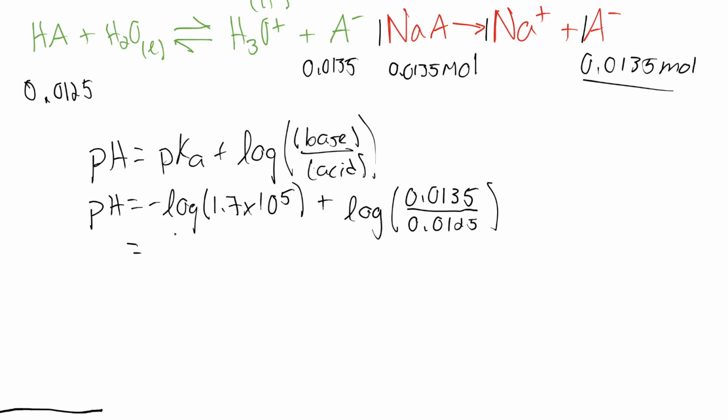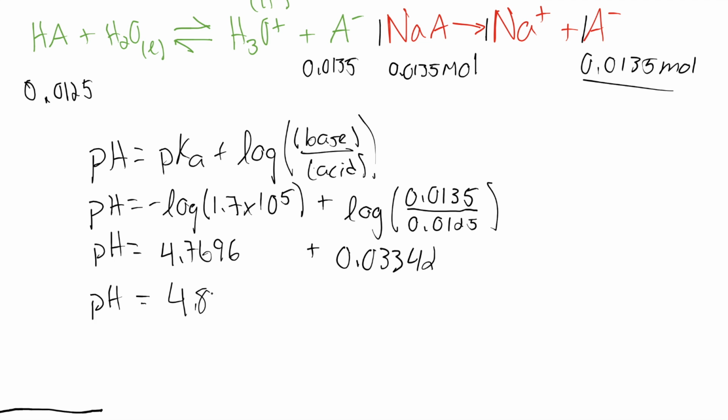So the negative log, or the pKa, ends up being 4.7696, and we're just going to add some significant figures onto that, and then 0.03342. So we know that pH equals 4.80. So that is our pH that we were able to solve for, 4.80.